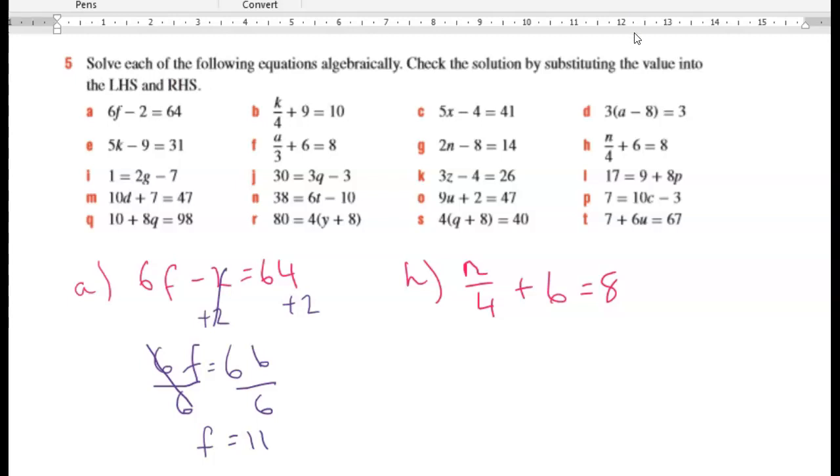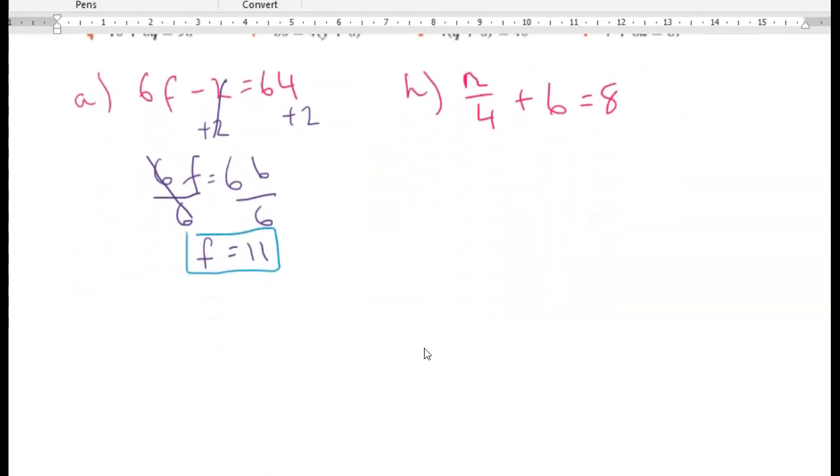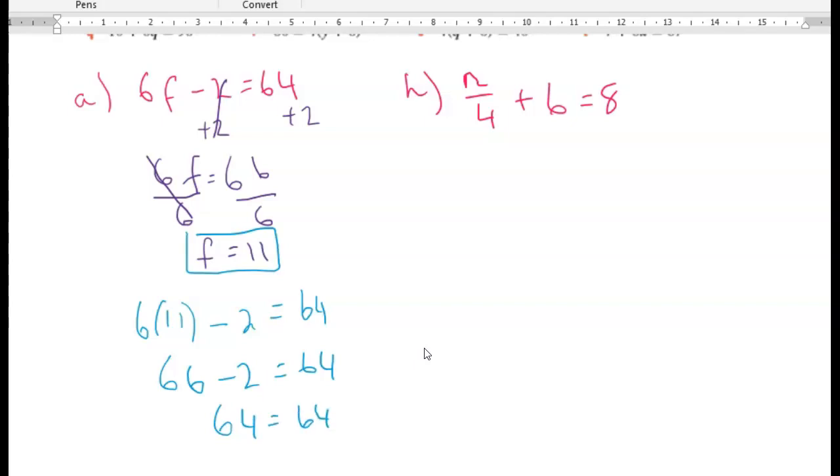Okay, so when it talks about substitution, we've got f equals 11. So if I go back to check, we've got 6 times f, so it's going to be 6 times 11 minus 2 equals 64. So let's just make sure that the left-hand side is equal to the right-hand side. So 6 times 11 gives you 66 minus 2 equals 64. 66 minus 2 is 64. Yes, that is equal to 64. Good. I know I got it right, which is a good thing. You wouldn't want your math teacher to get it wrong, would you?